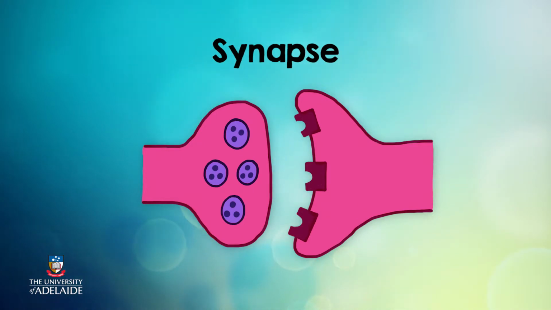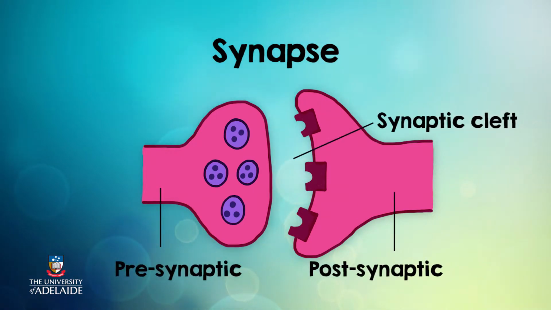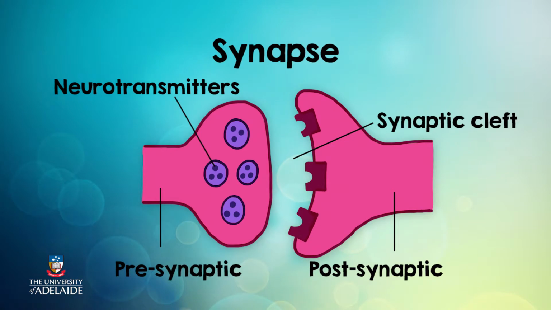There are three important parts to the synapse. The presynaptic neuron is the neuron transferring the message. The postsynaptic neuron receives the information, and the little gap between them is called the synaptic cleft. The neurons are very close, but they do not touch. So there needs to be something to get the message across the synaptic cleft. This is where neurotransmitters come in.